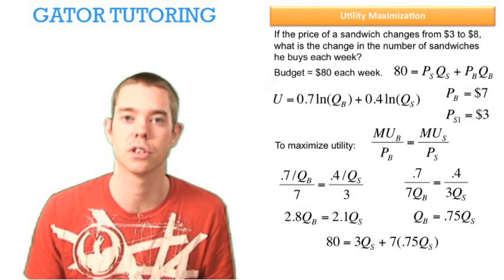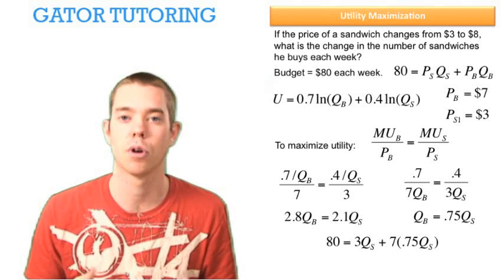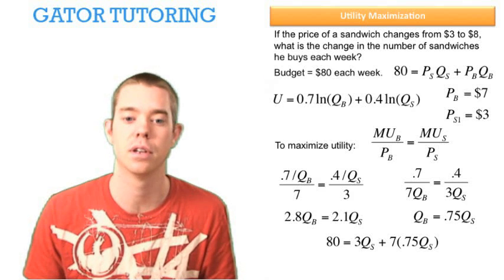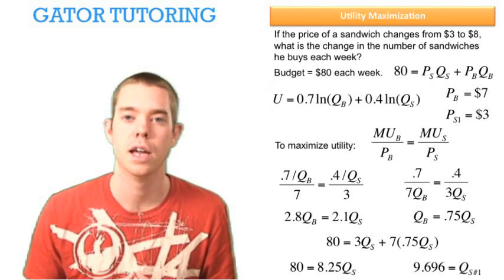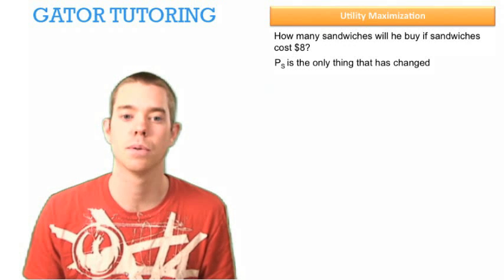Going back to our budget constraint now, we want to plug in what we just found for QB into our budget constraint. So now we just have QS. So we can multiply the 0.75 QS by 7 and combine like terms to get 80 is equal to 8.25 QS. Divide 80 by 8.25, and we see that the quantity of sandwiches we eat when they cost $3 is 9.696. Well, how many sandwiches will we buy if sandwiches cost $8?